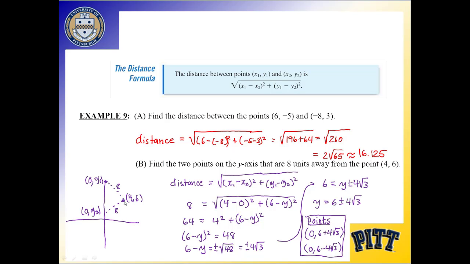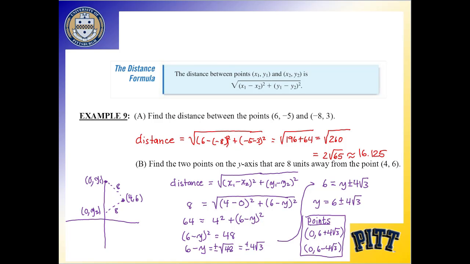Here's (4, 6). I'm not drawing a super fantastic, accurate graph or anything. I'm going to have 2 points on the y-axis, (0, y1) and (0, y2), and I'm saying they're 8 units away from (4, 6). There's going to be two. Now, I don't know if this little picture I'm drawing is accurate enough to say it's going to be in this vicinity, because one of these y's might be negative. They might both be negative for all I know, but chances are I'm going to have one that's above the value of 6, and the other's certainly going to be below, but how far below, I just don't know.